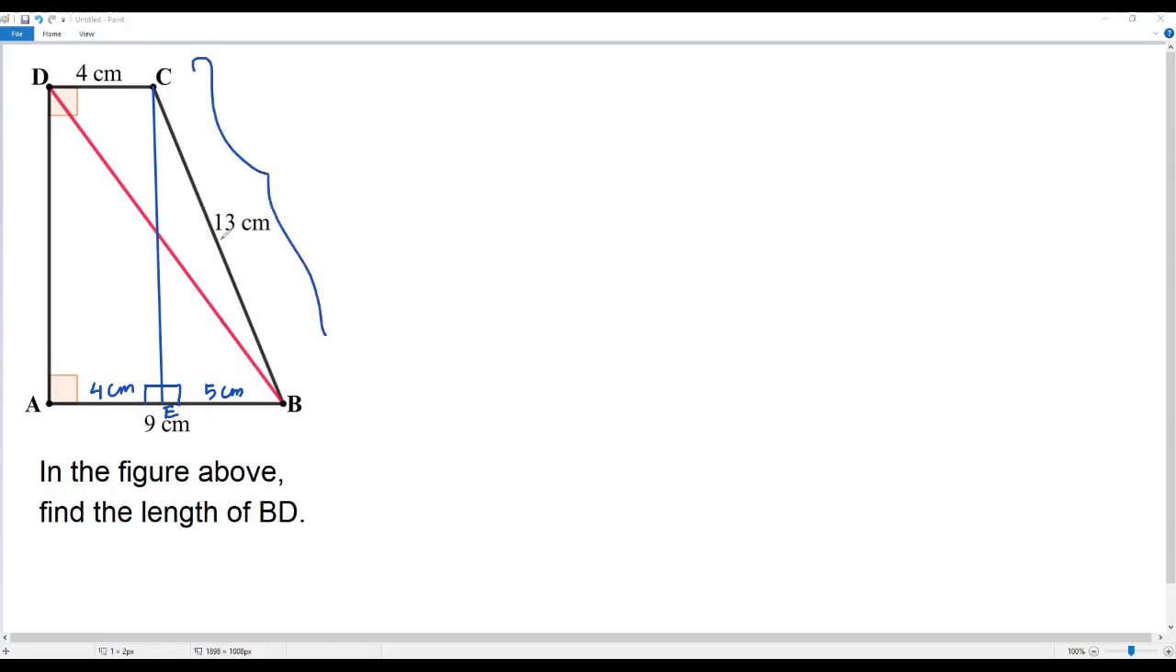In right triangle BEC, I know the length of the leg BE and also the hypotenuse BC, because BC is the side which is opposite to the right angle over here. So I know the length of the hypotenuse BC. So if I use Pythagorean theorem, I can get the length of CE, the perpendicular which is drawn from the point C to side AB.